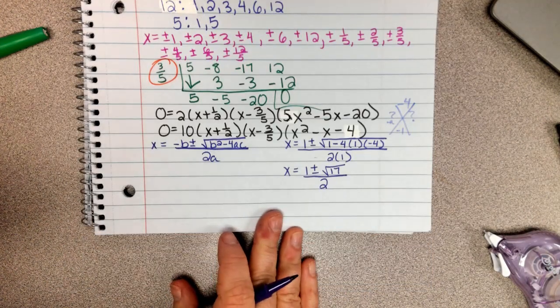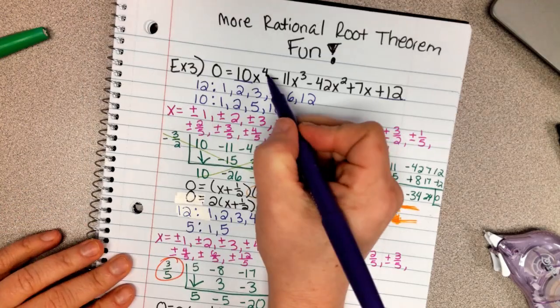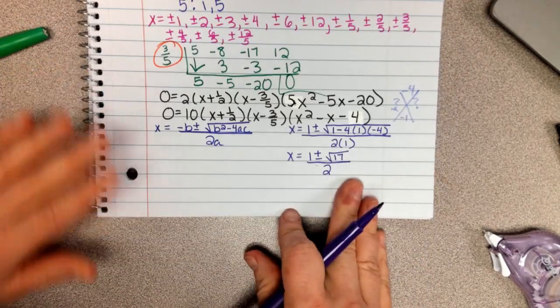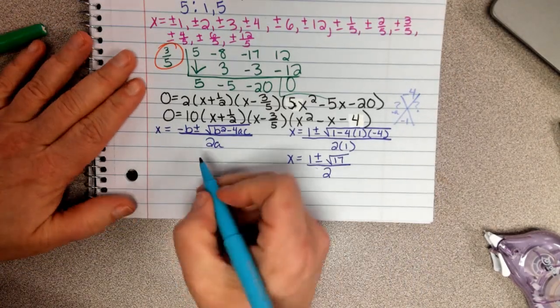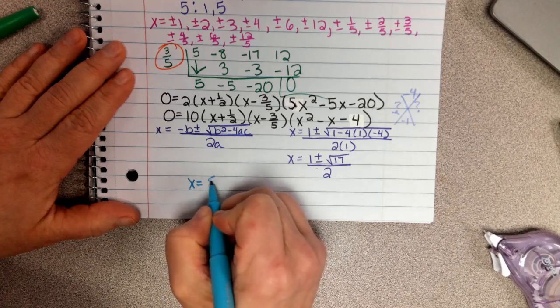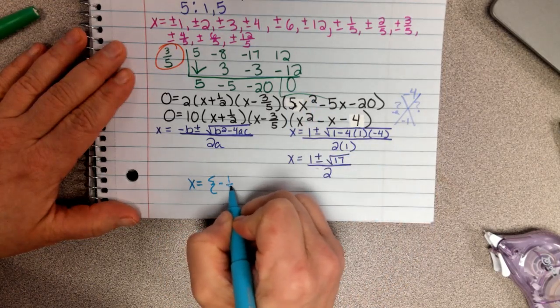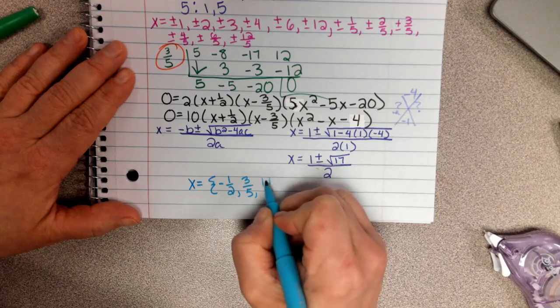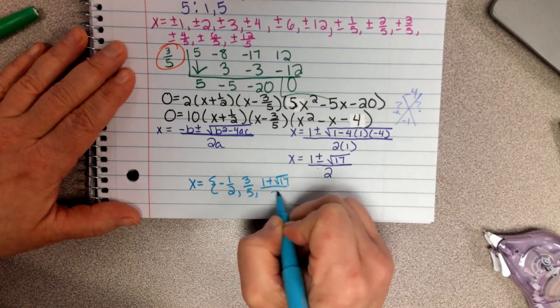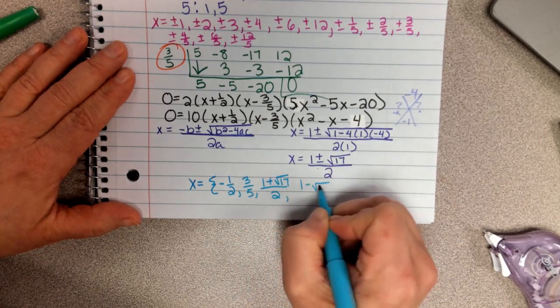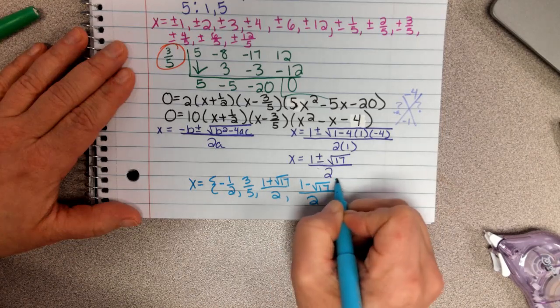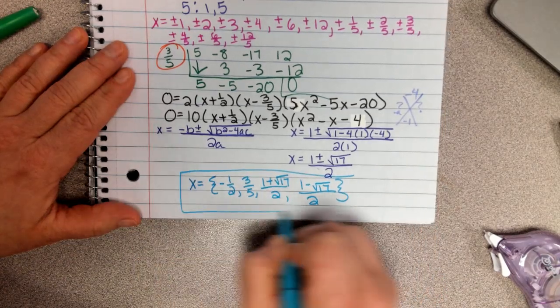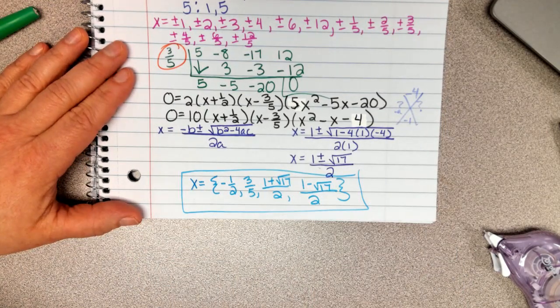So now I have all 4 of my solutions. I knew there would be 4. I have all 4 of my solutions here. So I have x equals -1/2, 3/5, 1 plus the square root of 17 over 2, and 1 minus the square root of 17 over 2. We have found all of them. How fun was that?